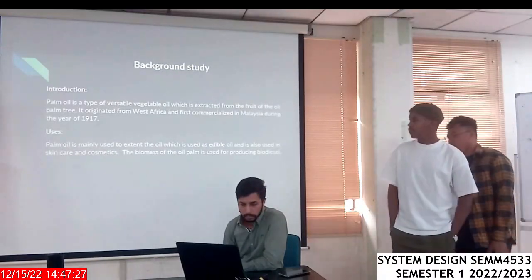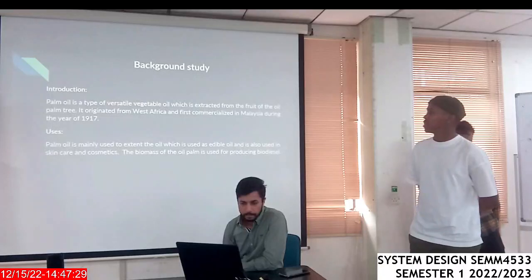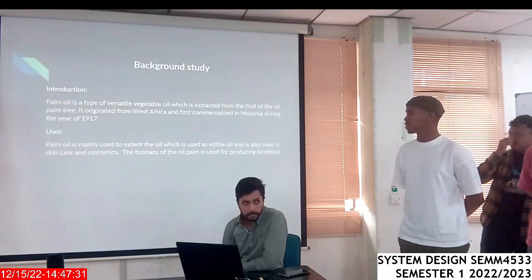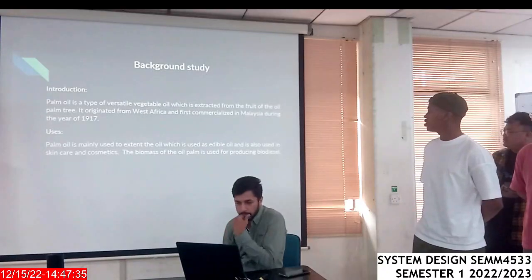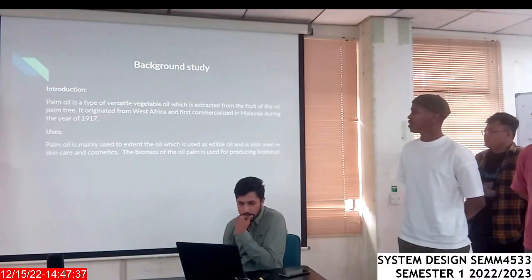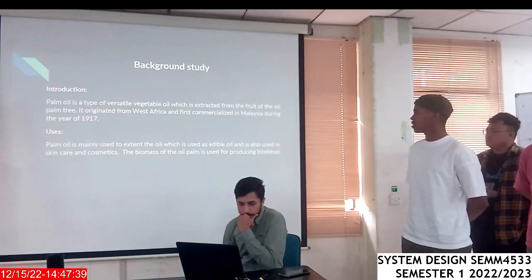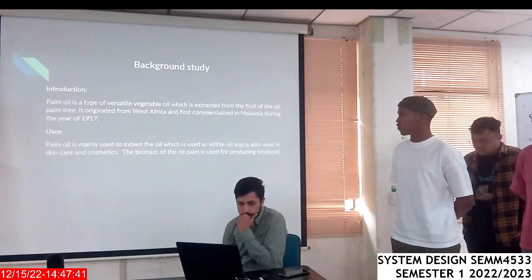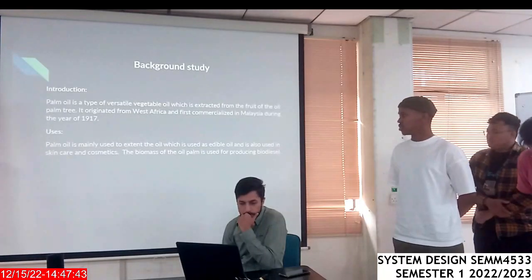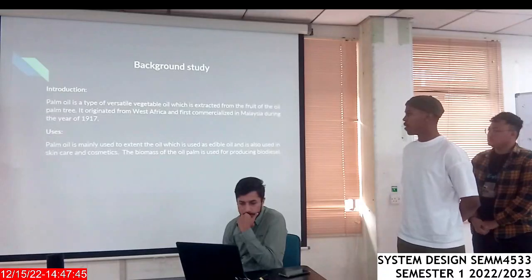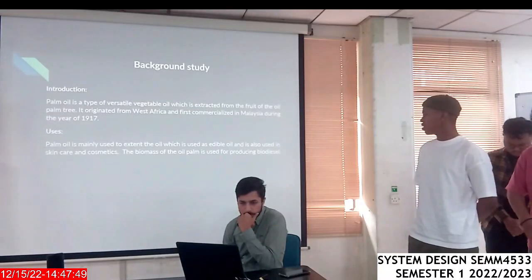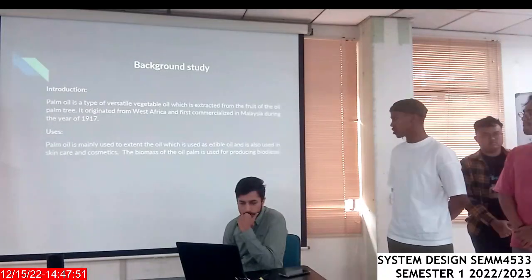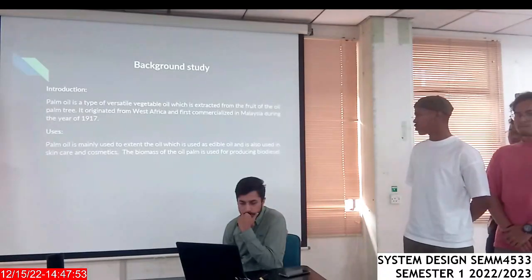Background. The introduction: palm oil is extracted from the oil palm tree. It originated from West Africa and was first recognized in the year 1917. Palm oil is mainly used in stem oil and in edible oil. It's also used in skincare and cosmetics. And the biomass of the oil palm is used for diesel and biogas.